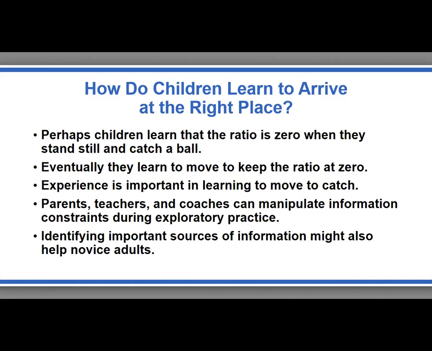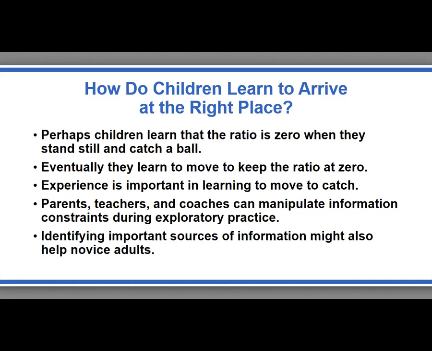How do children learn to arrive at the right place? Perhaps children learn that the ratio is zero when they stand still and catch the ball. Eventually, they learn to move to keep the ratio at zero. Experience is important in learning to move to catch. I mean, not only important, I think it's paramount. You have to do it a lot to really get it down, right? This is why professional athletes spend hours and hours practicing their craft.